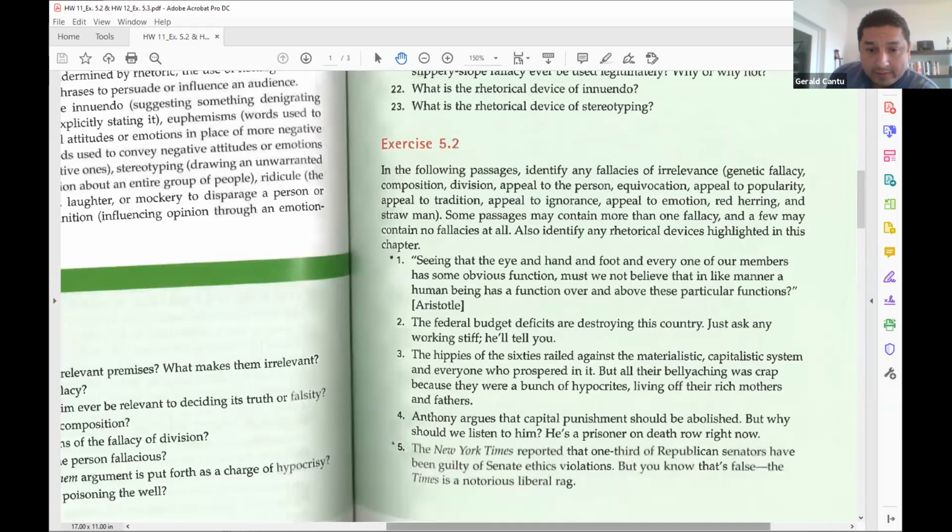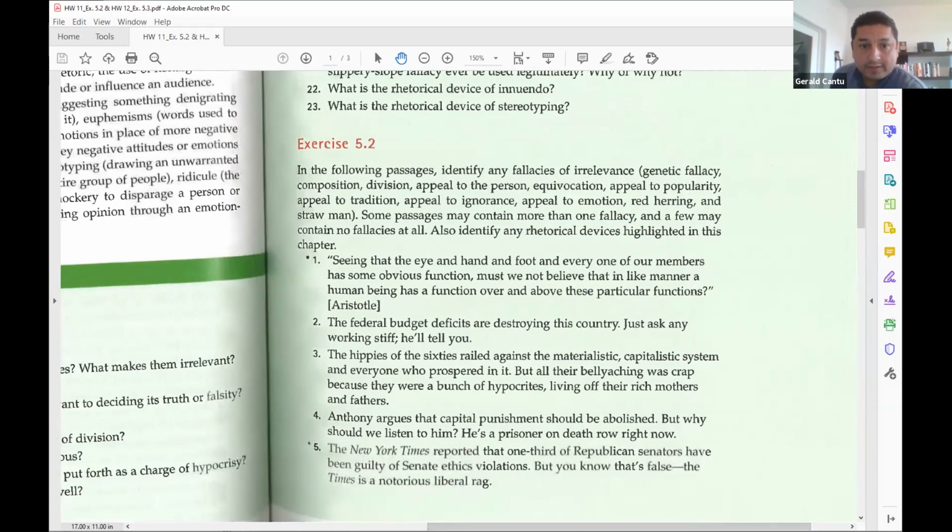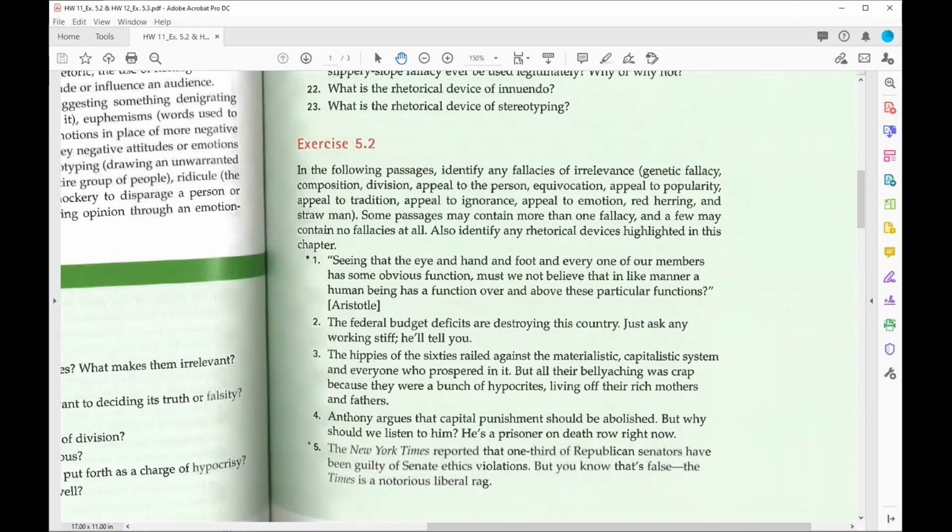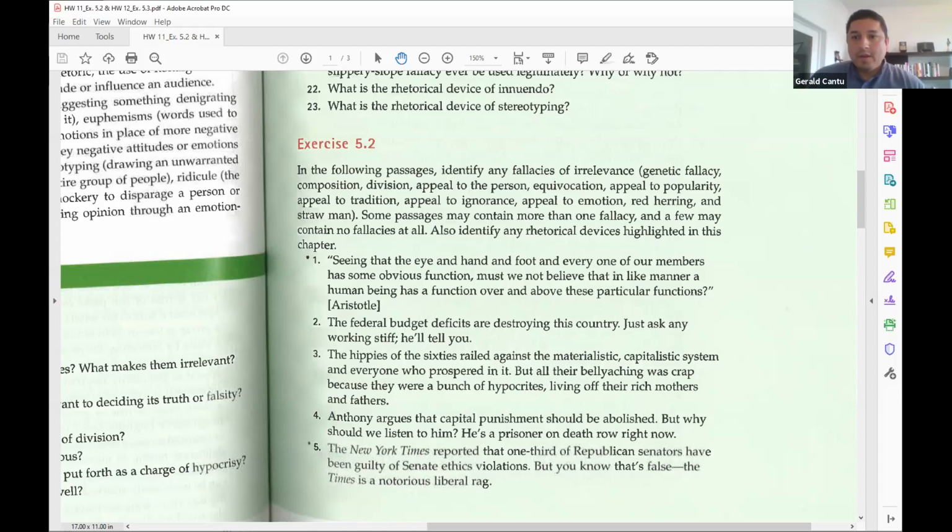Okay, look at this passage here and tell me what do you think it is? Seeing that the eye and hand and foot in every one of our members has some obvious function, must we not believe that in like manner a human being has a function over and above these particular functions? What is it? Not division, but what was the other name? Composition. Composition. There you go.